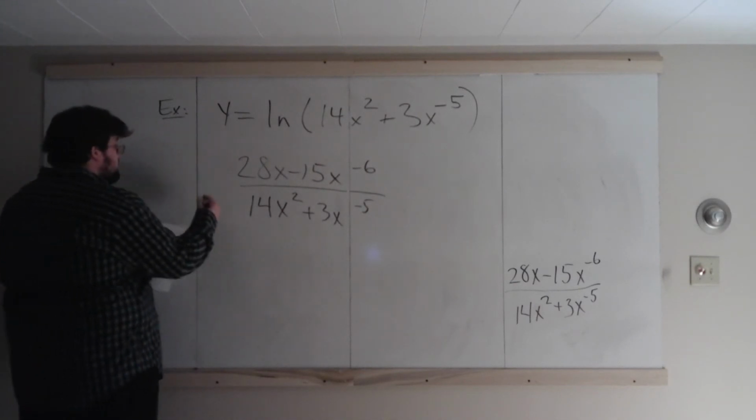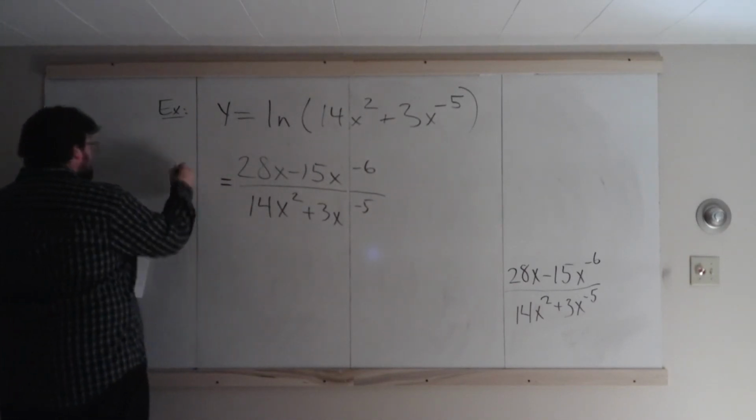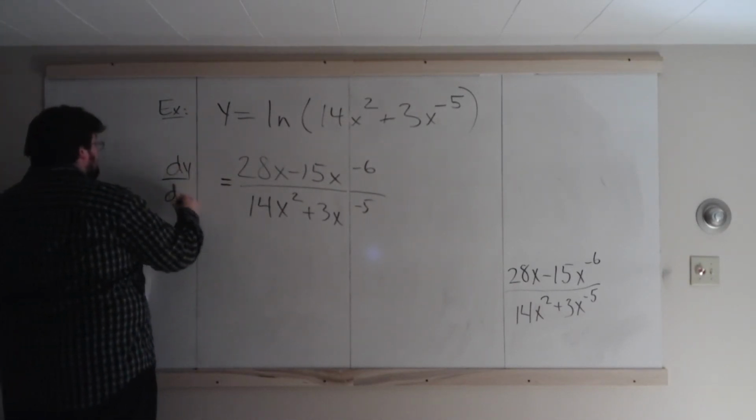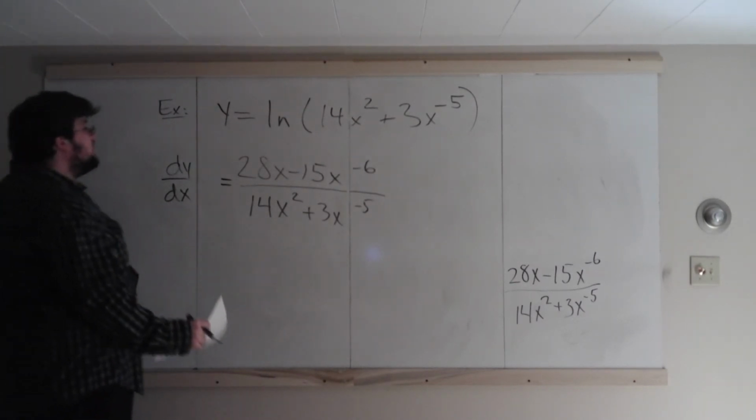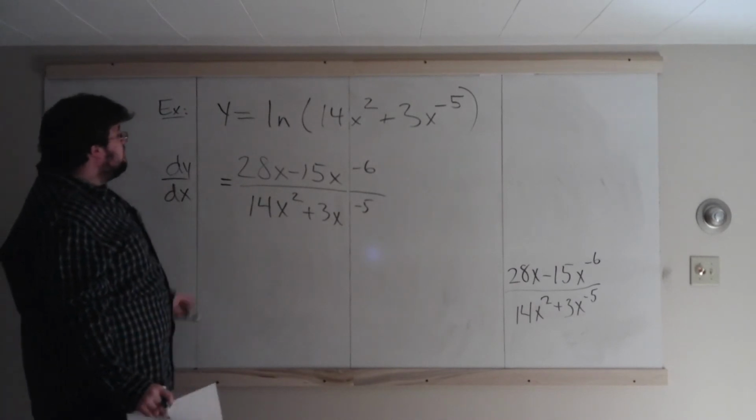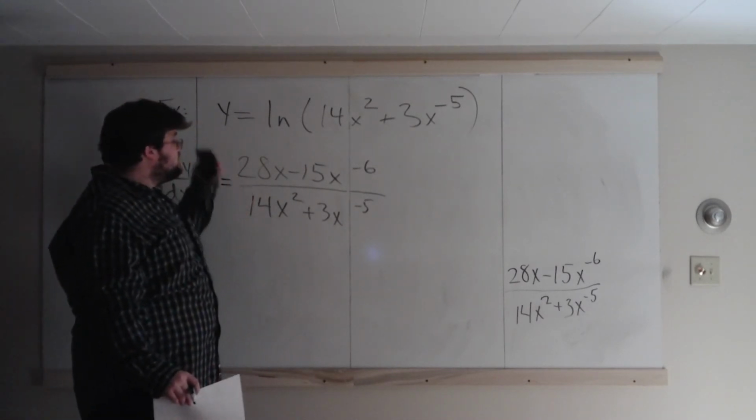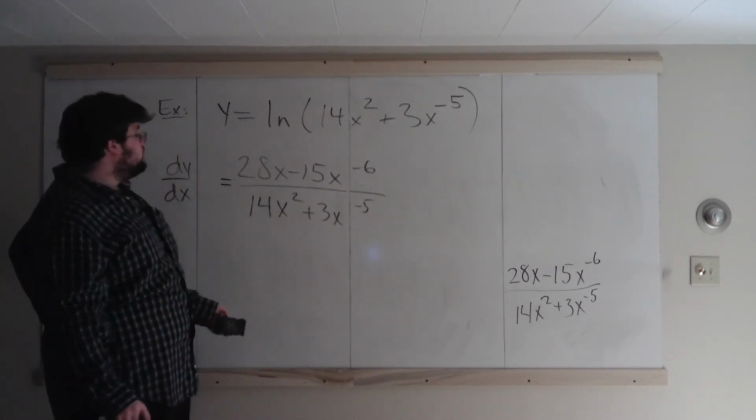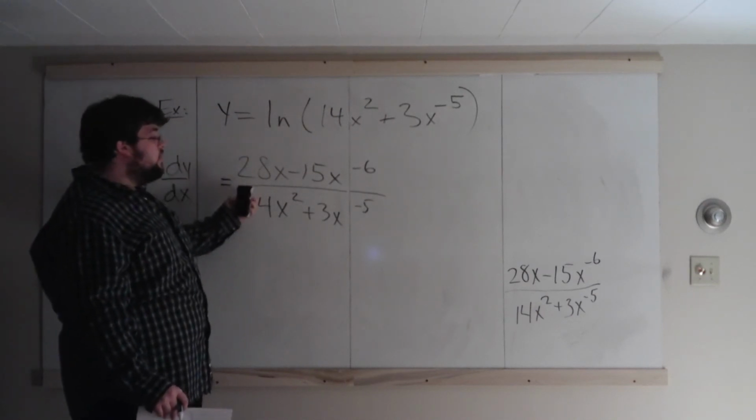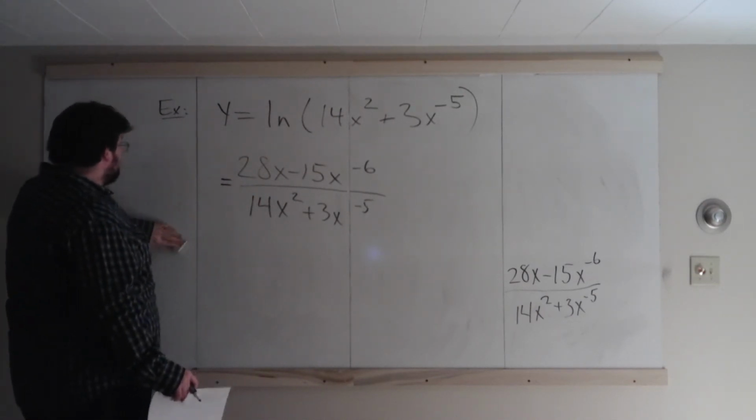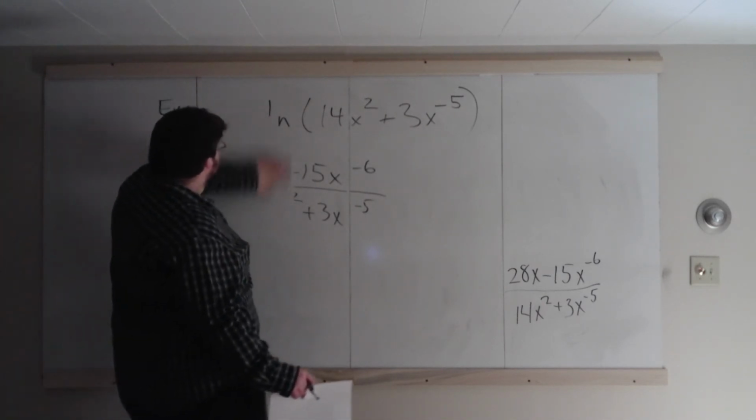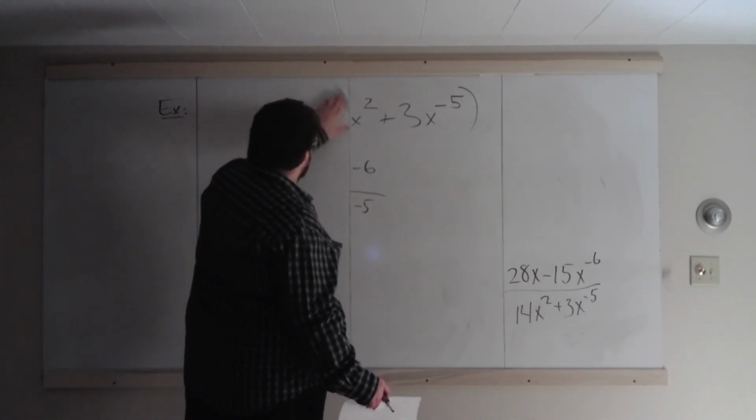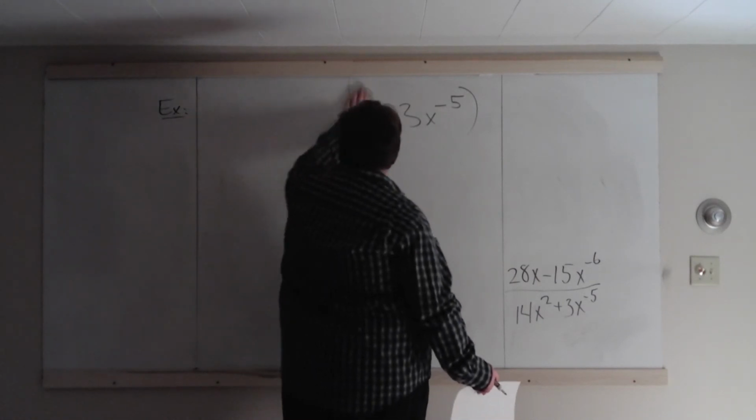Maybe I should just say what this is equal to. I shouldn't just write a fraction randomly. There, that fraction is the derivative of log of 14x squared plus 3x to the negative 5th. 1 over the inside times the derivative of the inside, which reduces to the derivative of the inside over the inside. That's a useful observation, which at the beginning of next week we will talk about in another application.